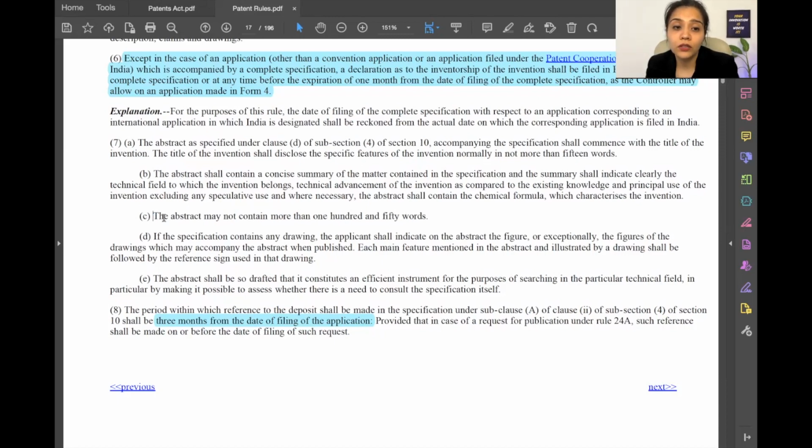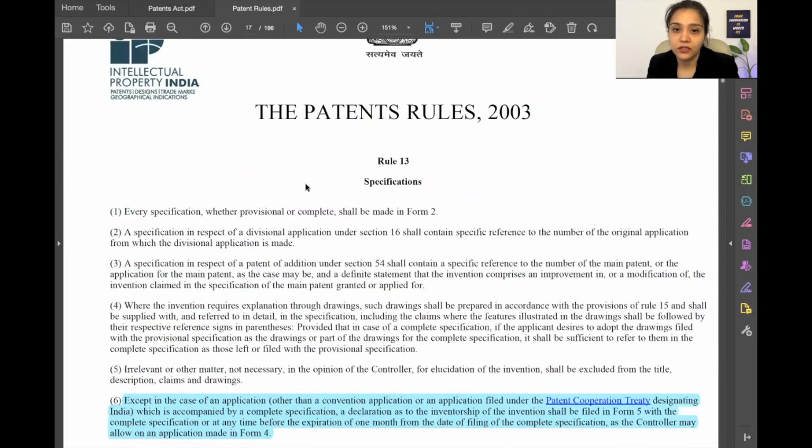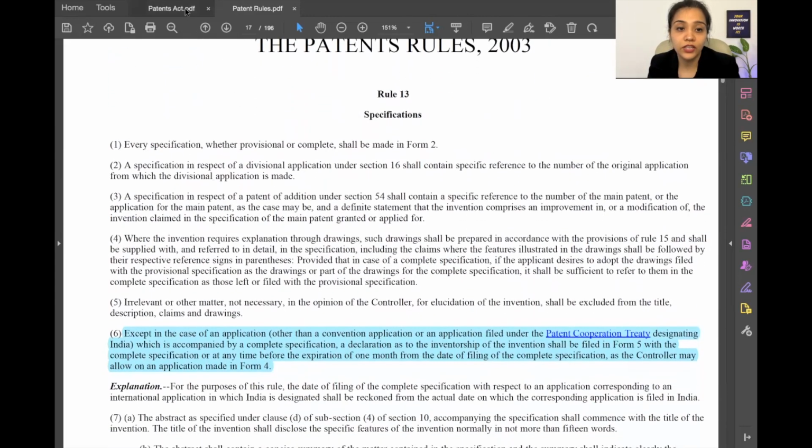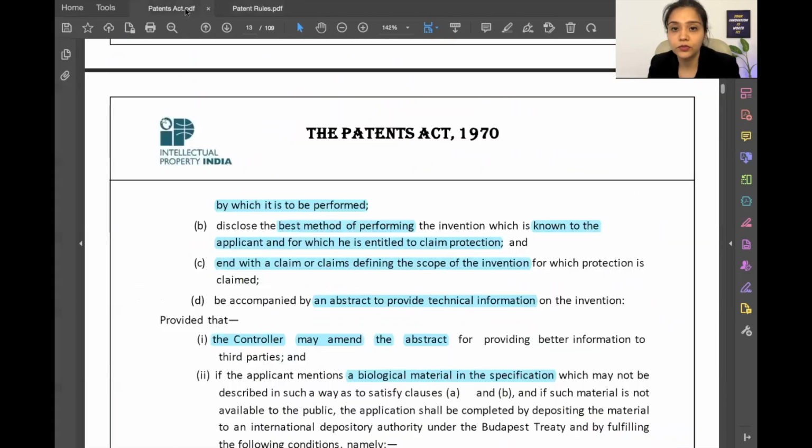So all these three things are important. One of the important clauses is that this abstract should not contain more than 150 words. So the length of the abstract is also important. So that's why Rule 13, which relates to the specification, becomes very important.